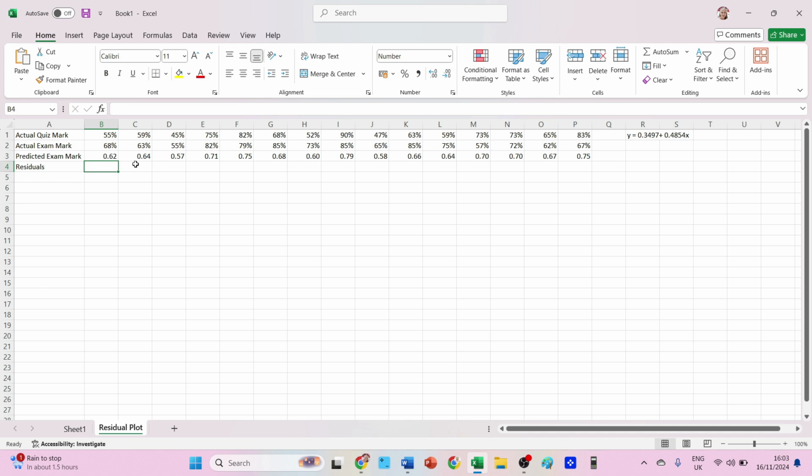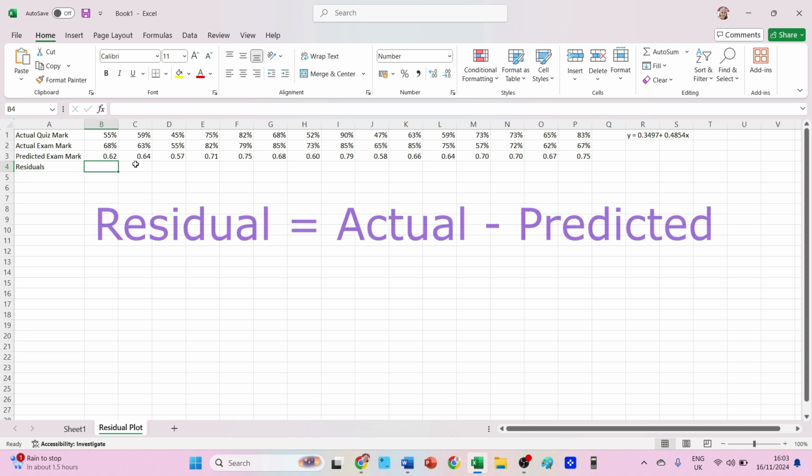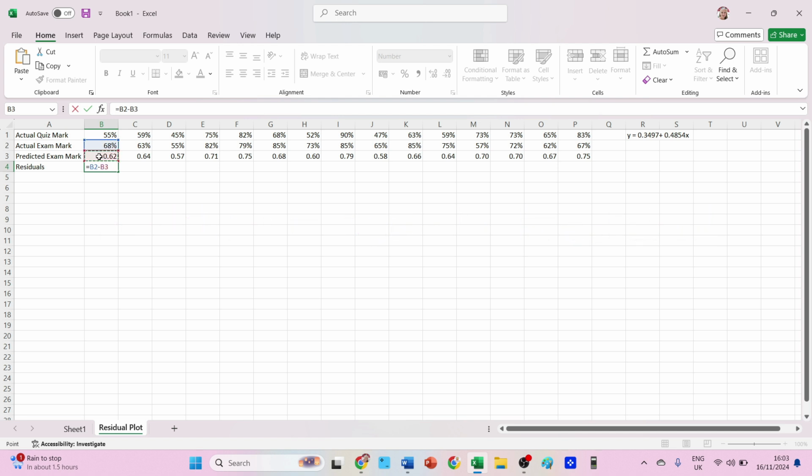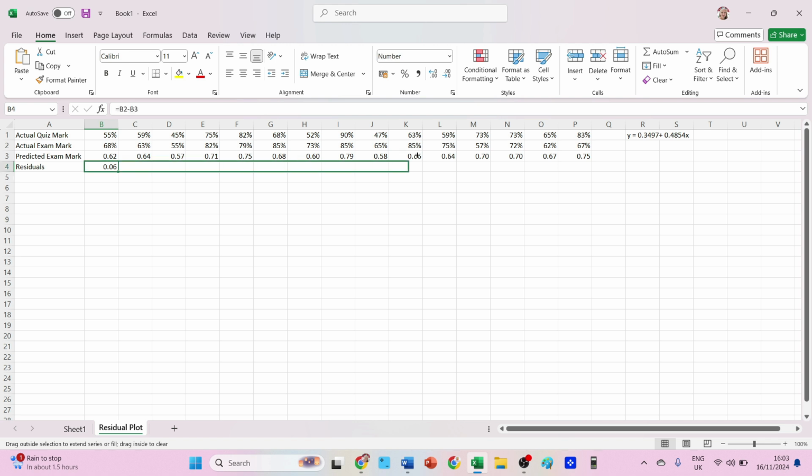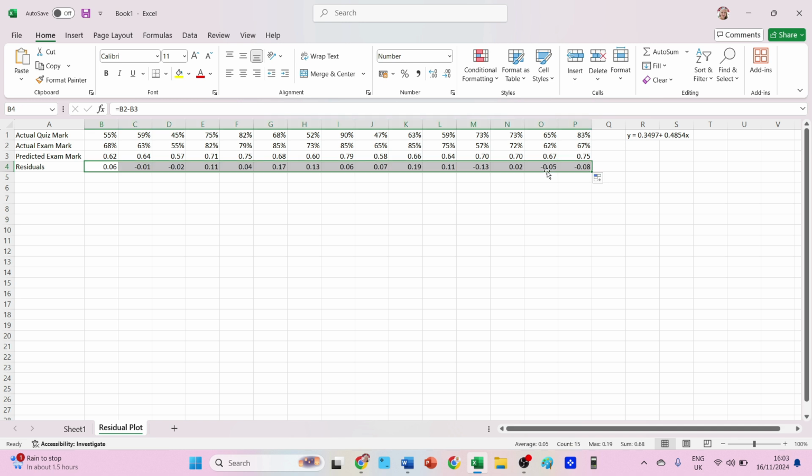Okay, now I need to calculate my residuals. You remember your formula for residuals is residual equals actual y value take away predicted y value. And the way to remember that is RAP, RAP. Okay, so I'm going to press equals to tell Excel I'm doing a formula again. I'm going to take the actual exam mark this time, the actual y value, take away the predicted exam mark. So you can see there in the box up the top that it's using those cell addresses. And I press enter. And once again, I'm going to click and drag that all the way across. And what I should be seeing here is positive numbers and negative numbers.